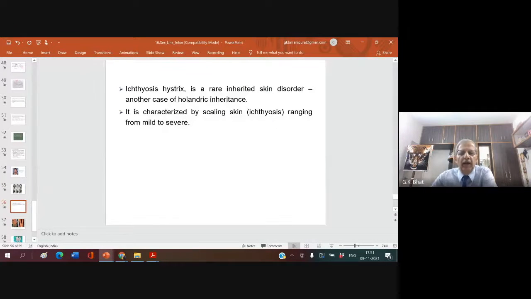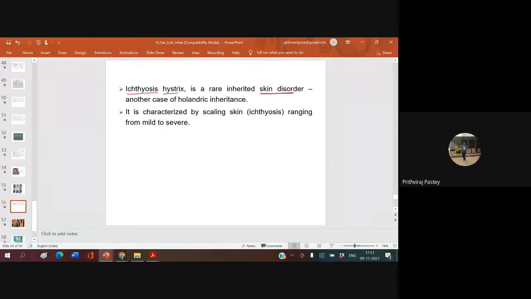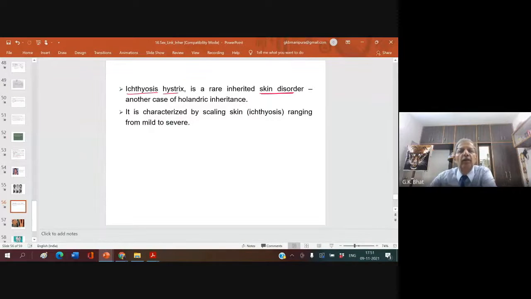Hypertrichosis. Here is another example: ichthyosis hystrix. Have you heard about this? Ichthyosis is a rare inherited skin disorder. Okay, I will show you. Remember, ichthyosis is a rare inherited skin disorder, another case of holandric inheritance. It is characterized by scaly skin.